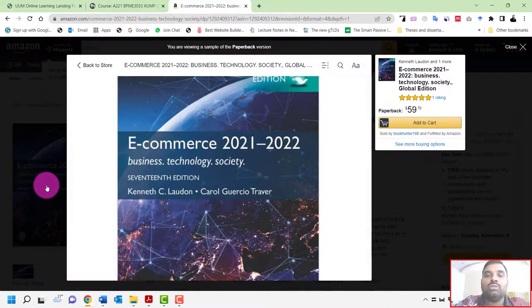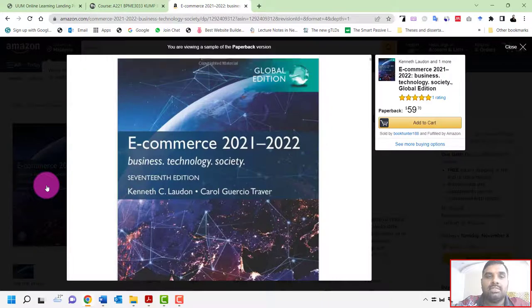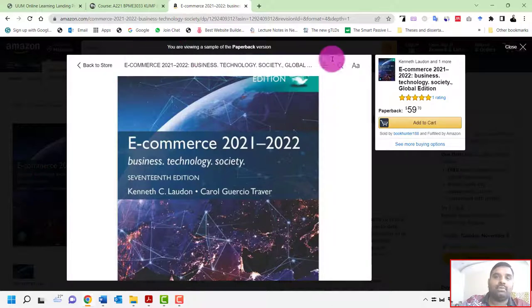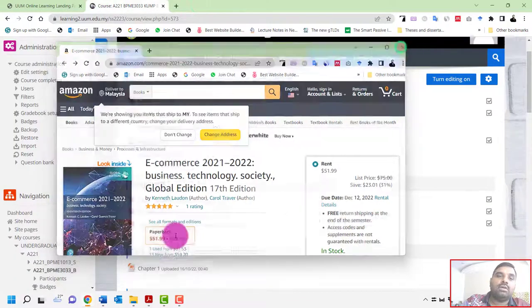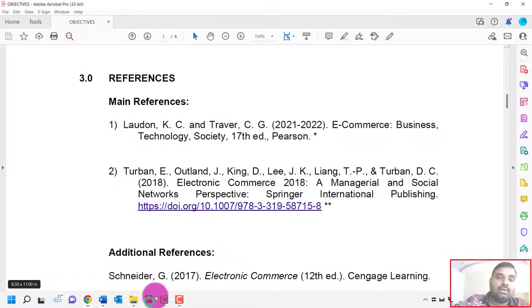Okay, E-Commerce 2020-21-2022, Business, Technology and Society, 17th edition. Okay, the latest one. So you can use this textbook. Apart from that, you can use this textbook as well. Okay, but this textbook is quite expensive. But you can get it.